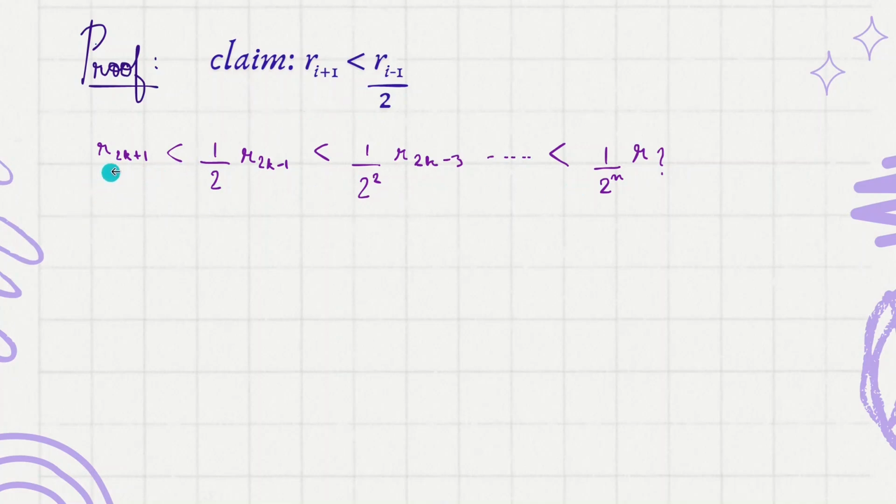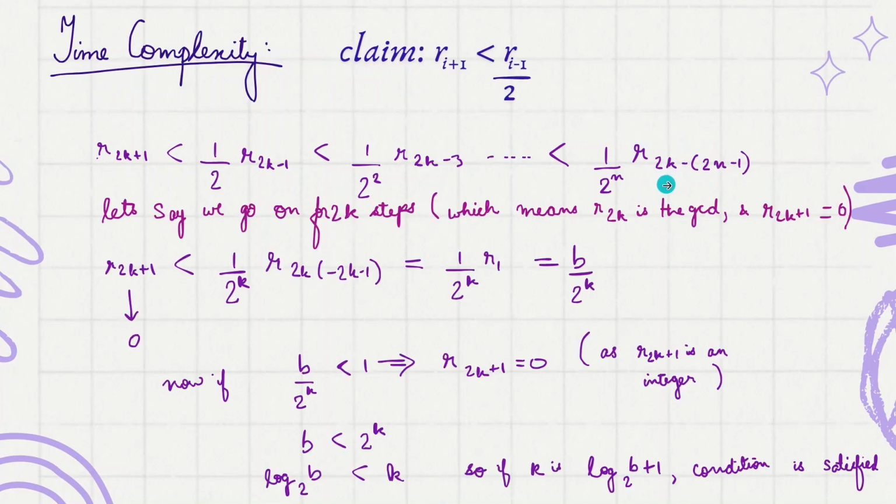That is R(2k+1). I've just replaced i by 2k. So R(2k+1) is less than 1 by 2 times R(2k-1). And you keep going, 1 by 2 squared R(2k-3), and so on. If you do the same thing n times, 1 by 2 to the power of n, what will come here? Pause the video and think about that. Okay. We get R(2k-2n-1).